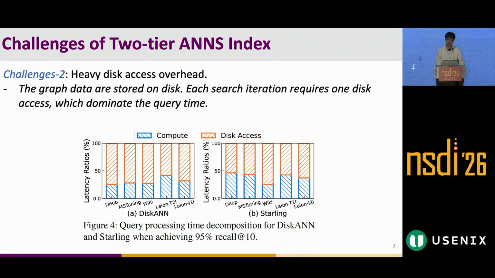The second challenge is that although we keep a set of the data in memory, we still have a very heavy disk access overhead. This is because both the graph data and the exact vectors are stored on the disk. For each search iteration in the graph traverse, it requires one disk access to load the graph data, and the disk access will dominate the overall query time. We can see the figure here.